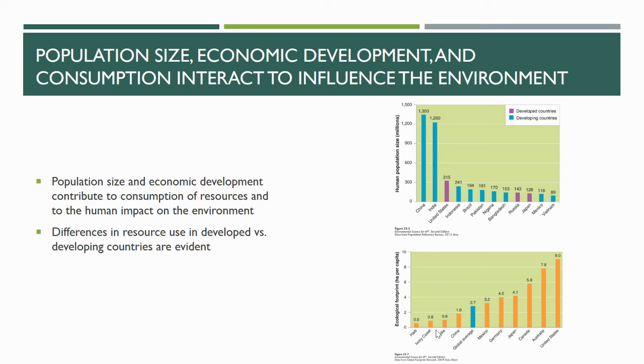So we have maybe a quarter of the world's population, but our ecological footprint is substantially higher than most other countries and the global average. From looking at other examples here, you can kind of see that the developed countries have less of the world's population, but their footprint is way higher. So we'll look at some reasons why that might be the case.